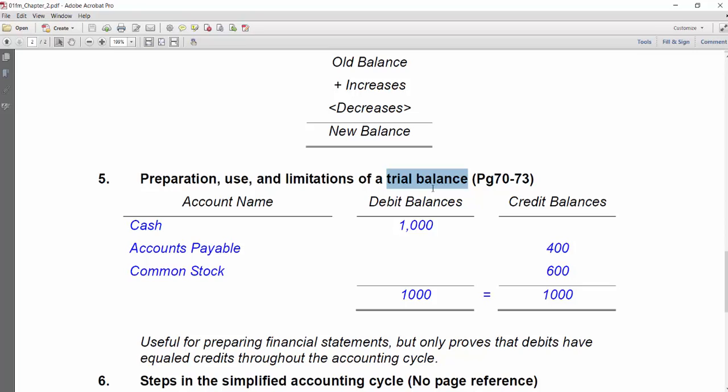Does not prove that you didn't make an entry twice. Does not prove that you didn't skip an entry. Does not prove that you made the account balances go the wrong direction from where they should have. And does not prove any other number of magical properties which you wish it would prove. Okay? The only thing it does prove: debits have equal credits throughout the entire accounting cycle so far. Accounting cycle is the list of steps that we go through in recording and posting and so forth.